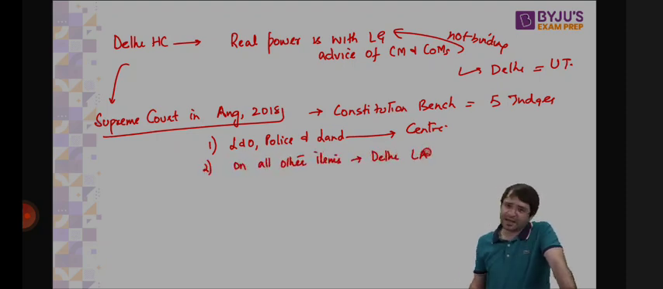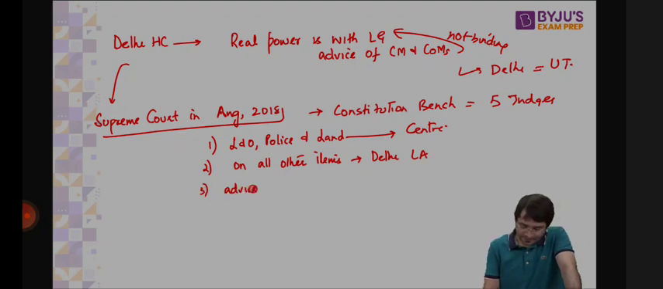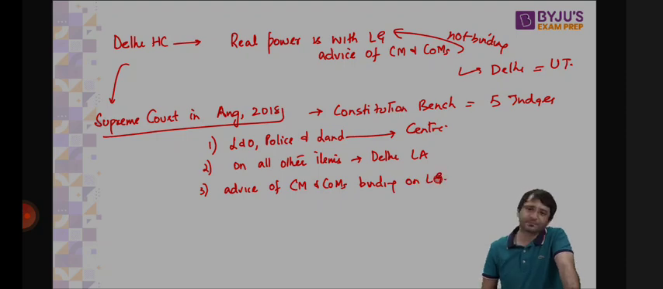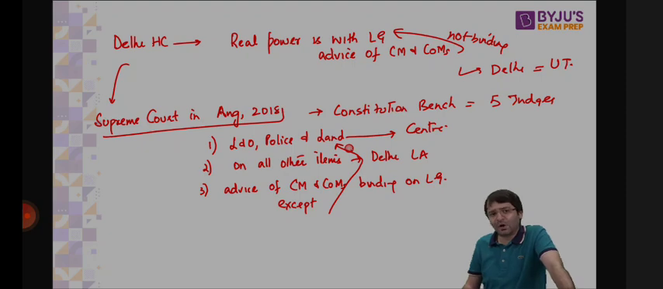The advice of the Chief Minister and Council of Ministers is binding on the Lieutenant Governor, except in these cases. Except you cannot advise on law and order, land and police. On all other matters, it is the advice of the Chief Minister and Council of Ministers which is binding on the Lieutenant Governor, because we are a parliamentary democracy, which is part of the basic structure of the Constitution.